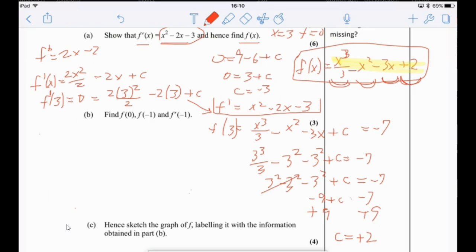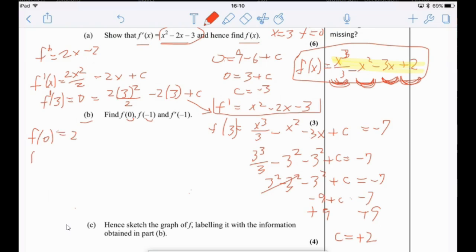Okay, let's go on to b. It gives us some specific values of x, x equals 0 and x equals negative 1, and it wants us to find the values of f of x and f dash of x when those x values are taken on. So let's take f of 0 first. f of 0 means we're going to put 0 in for x in this function here. So it would be 0 minus 0 minus 0 plus 2. So the value would just be 2.